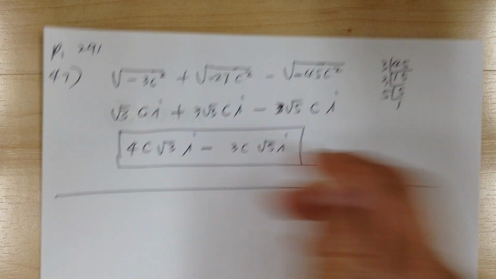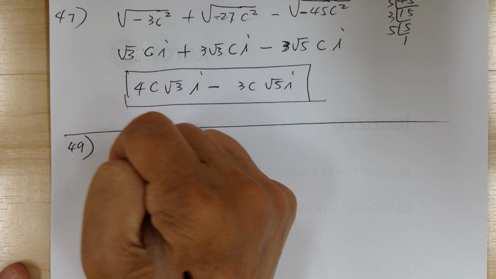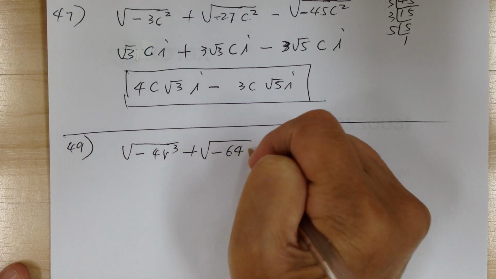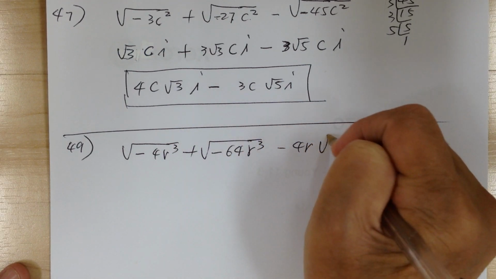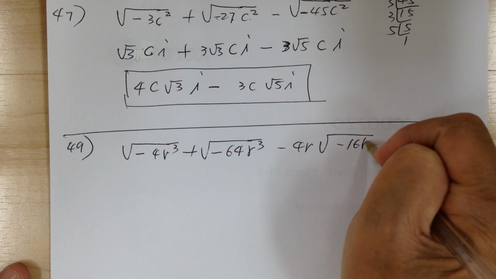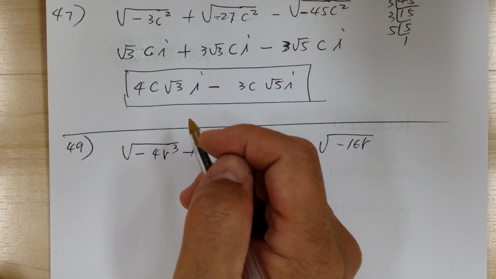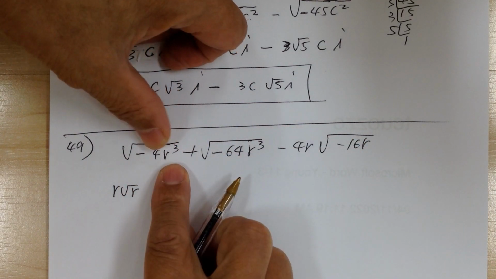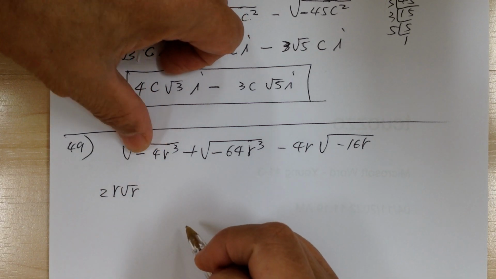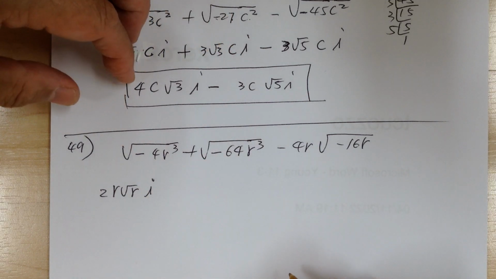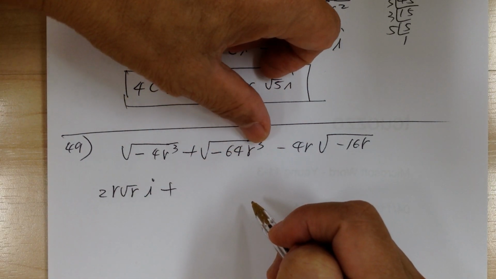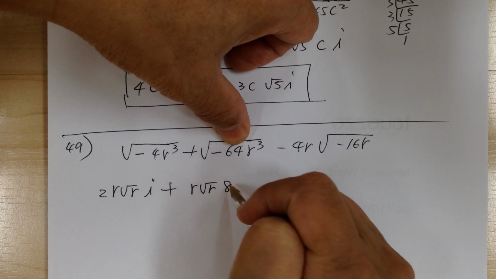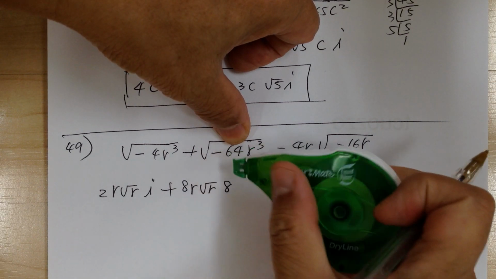Okay, let's go to the next one. You got square root of negative 4r cubed plus square root of negative 64r cubed minus 4r square root of negative 16r. Let's go and simplify each part, and I'm going to go backward. So r cubed would be r square root of r. The 4 will give me a 2, and the square root of negative 1 will give me i. And plus, again, I'm working backward. The square root of r cubed will give me r square root of r. Square root of 64 will give me 8, and I'm going to put 8 in the front.